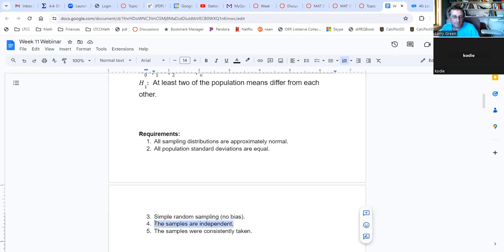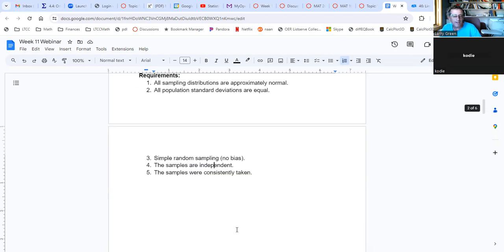So another one is the samples are independent of each other. Okay, that's usually a pretty easy one because typically you're not going to have a dependent relationship. You're just going to ask a bunch of people in this group, that group, and the other group. So the samples are independent from each other. But you need it. Okay. And then finally, the samples were consistently taken.